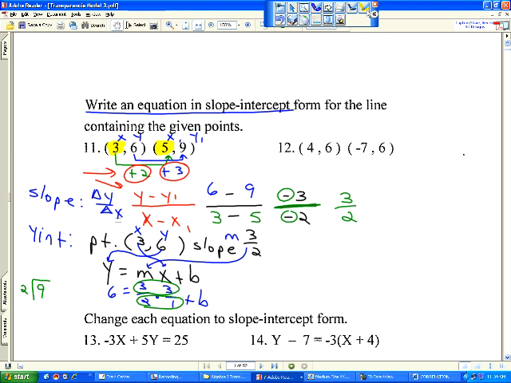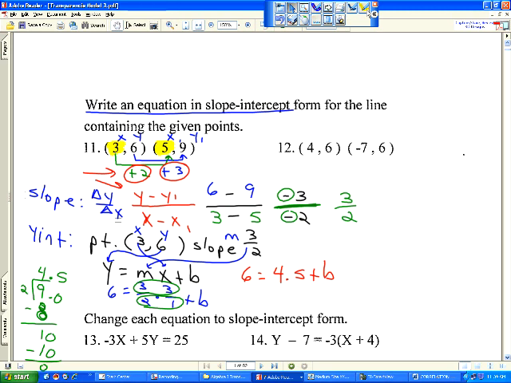9 divided by 2, it'll go 4 times, you get 8, with 1 left over. You can put your remainder over your divisor, or you can add a decimal and a 0 and divide, and get 4.5, whichever you prefer. If it's a repeating decimal, we don't take repeating decimals. You have to write it as a fraction. And so we have 6 is equal to 4.5 plus b. See, we got that?